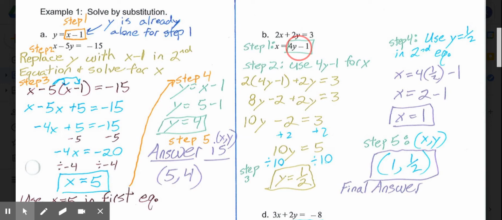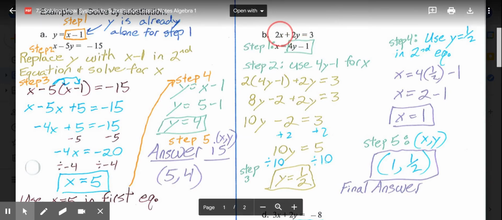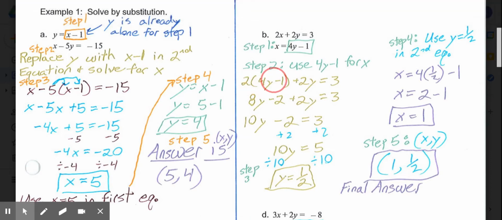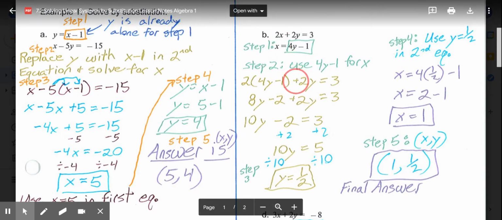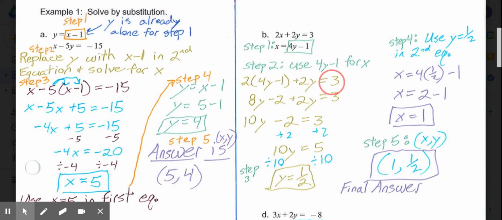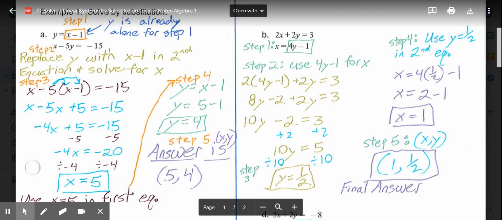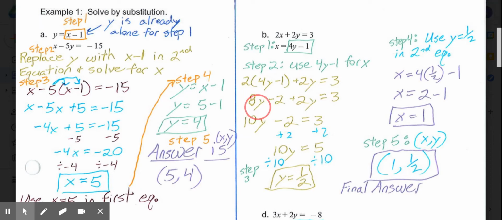So for step 2, I'm going to take this 4y minus 1 and replace or substitute it for x in the other equation. So that equation would become 2 times 4y minus 1, so that takes the place of x, plus 2y equals 3. Distribute, so 2 times 4y is 8y, 2 times the negative 1 is minus 2. So we have 8y minus 2 plus 2y equals 3.